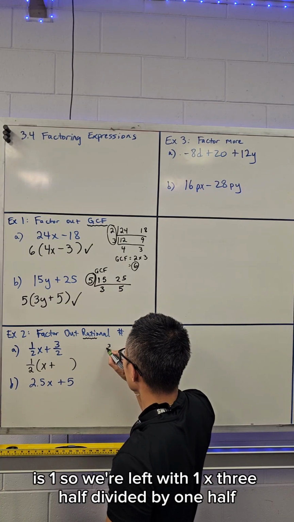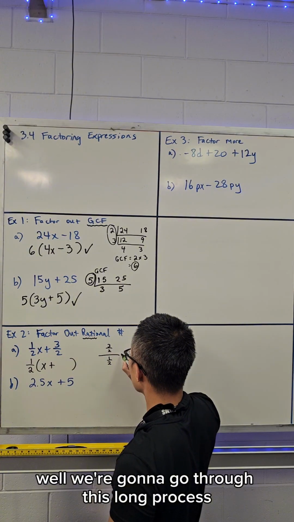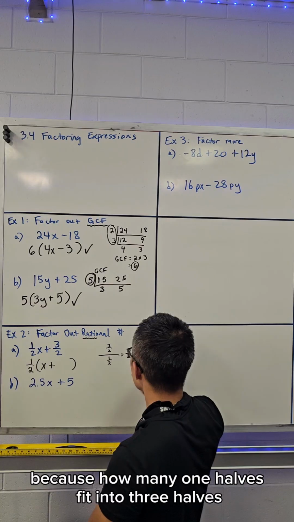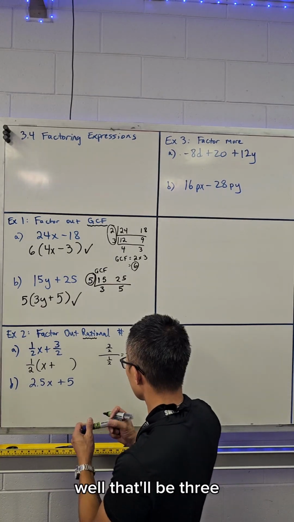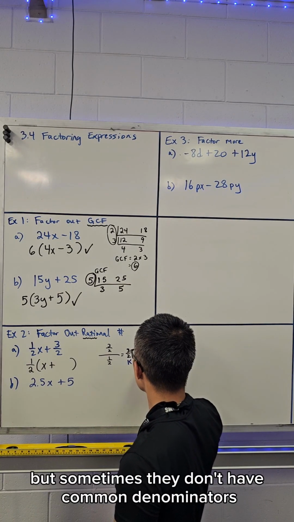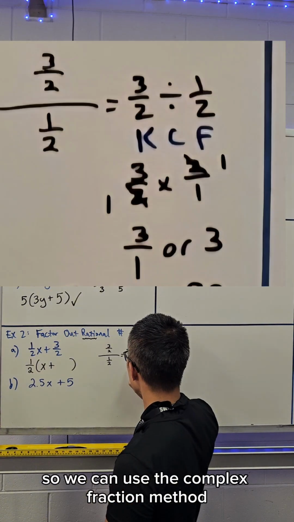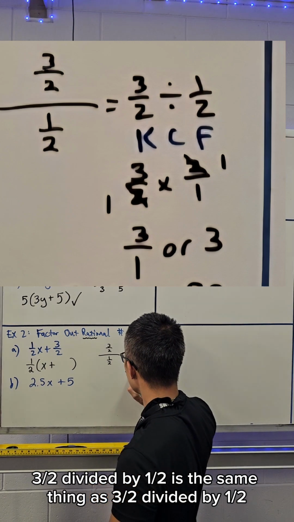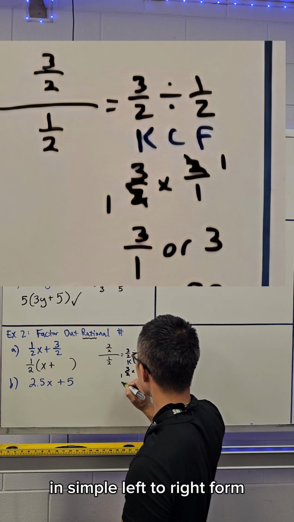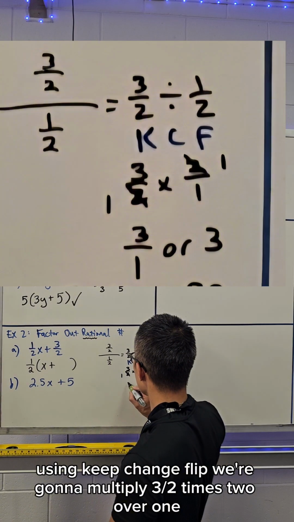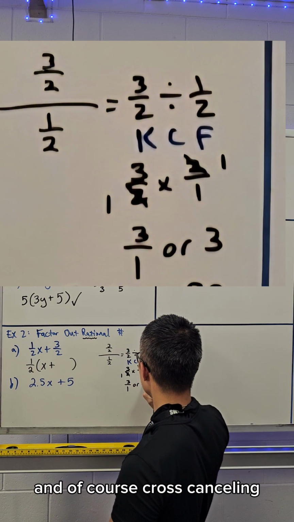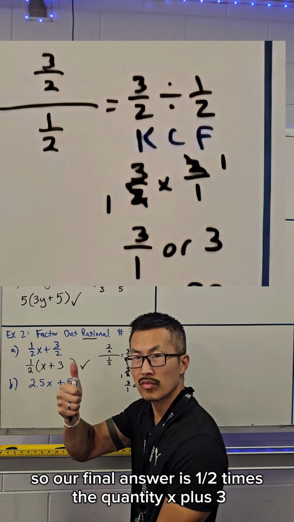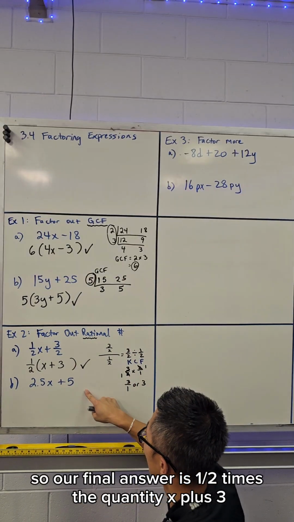3/2 divided by 1/2. Well, we're going to go through this long process, but simply 3/2 divided by 1/2 would just be 3, because how many 1/2s fit into 3/2? Well, that would be 3. But sometimes they don't have common denominators, so we can use the complex fractions method. Here it's enlarged. 3/2 divided by 1/2 in simple left to right form. Using keep, change, flip, we're going to multiply 3/2 times 2 over 1. And of course, cross-canceling, we're left with 3 over 1, or just 3. So our final answer is 1/2 times the quantity x plus 3.